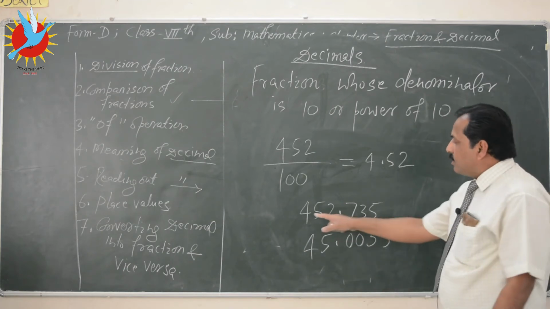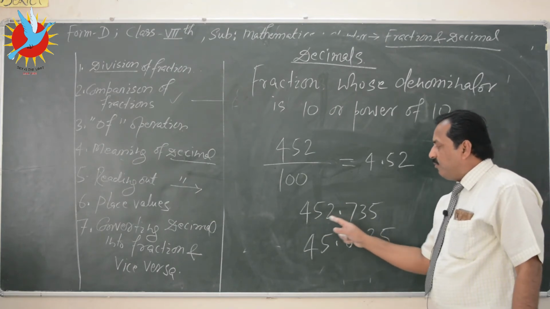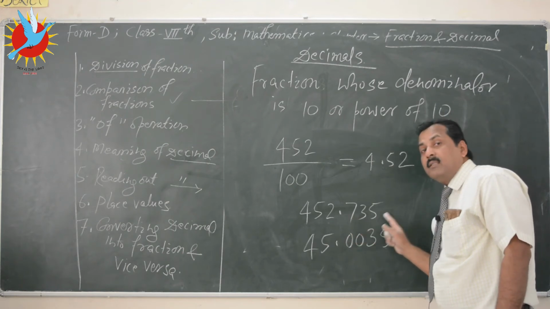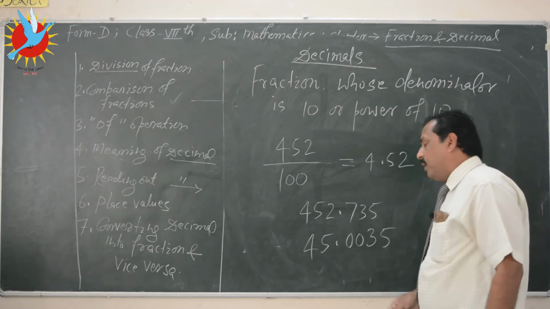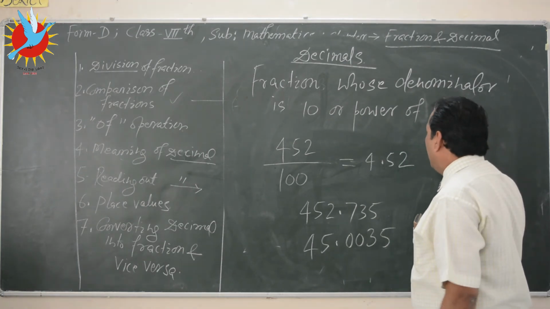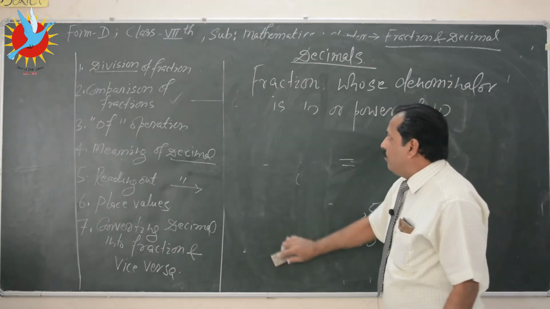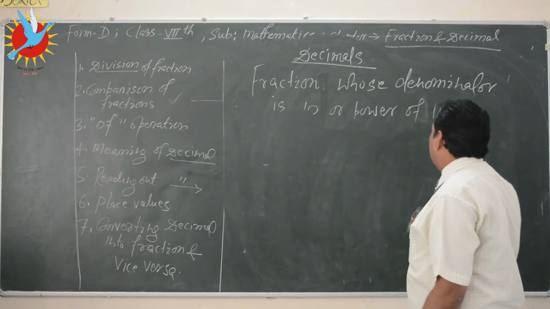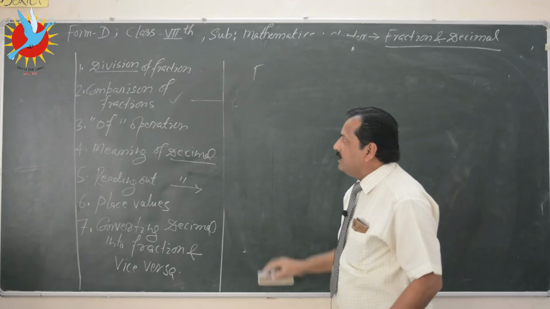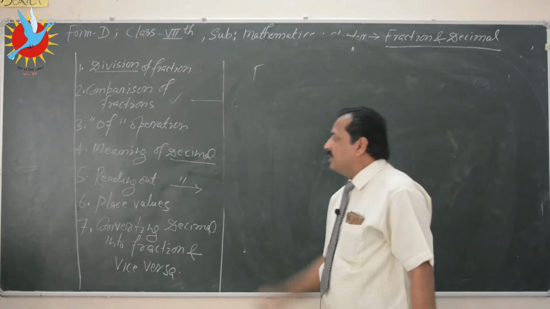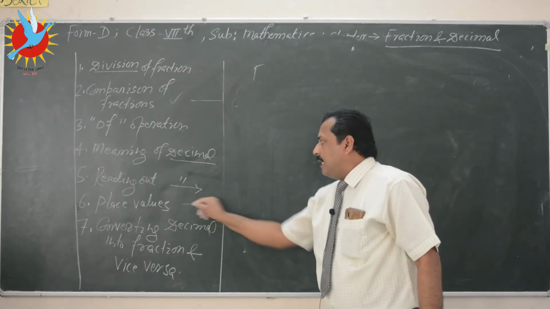45.0035. This is not read as 452.735. No, 735 will be the wrong way of pronouncing or reading it. So at this stage we have done this part, how to read the meaning of a decimal. Let us understand place value.